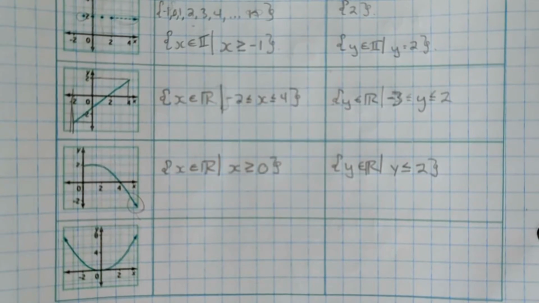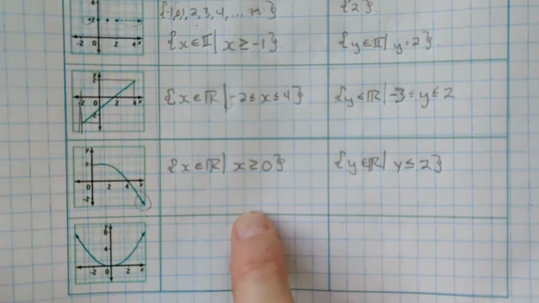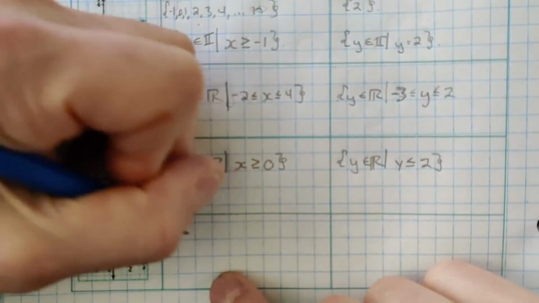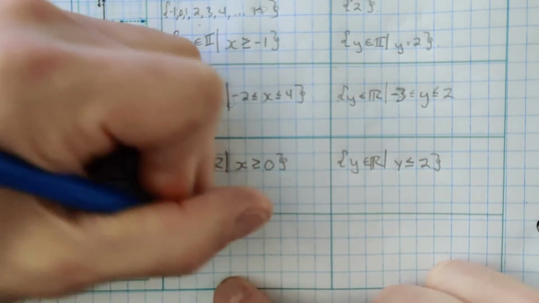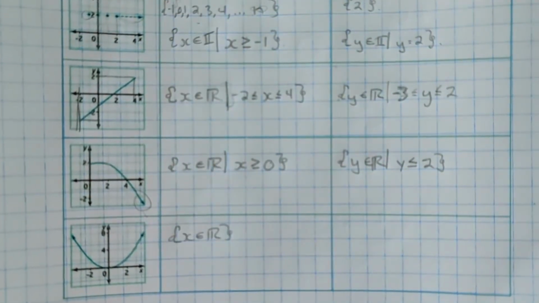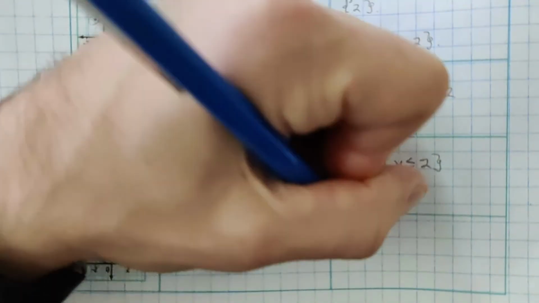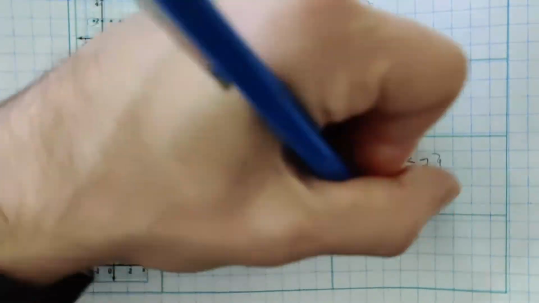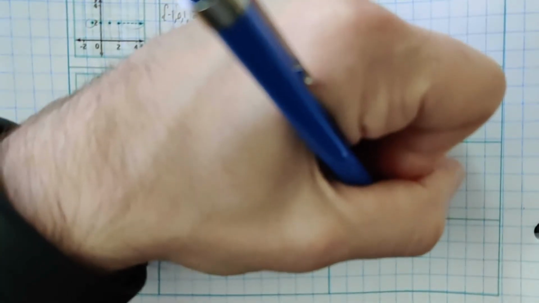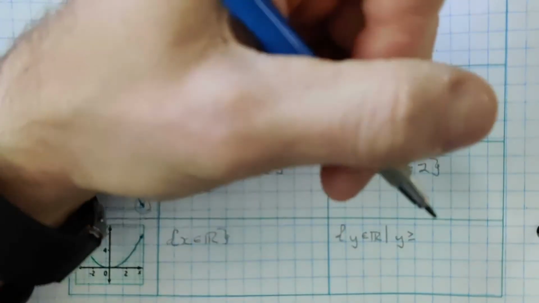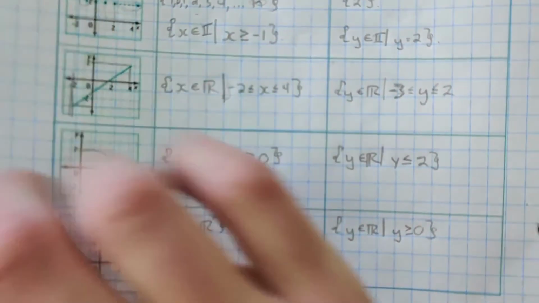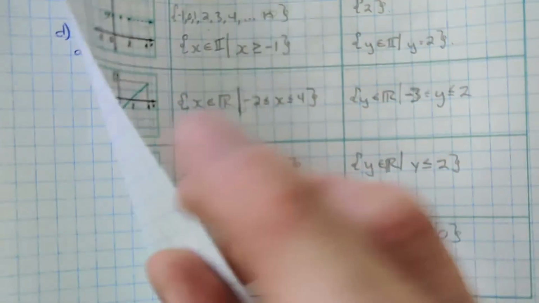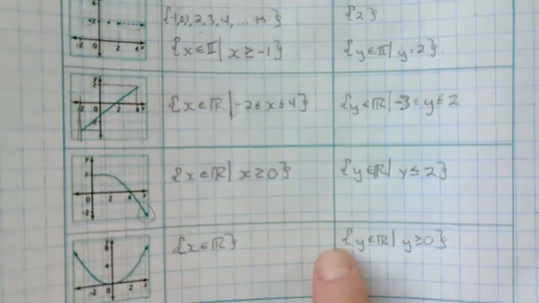And then our last one, we got this parabolic function. It's going both left and right, positive and negative, forever on the x-axis. So x belongs to the real numbers. Done. There's no restrictions. It keeps going forever, so it's just any real number. Now, the y does have a restriction. It has to be greater than or equal to 0. So the y belongs to the real numbers such that y is greater than or equal to 0. That's it. That's all. And that is our different notations.